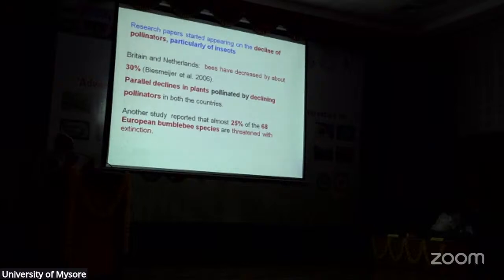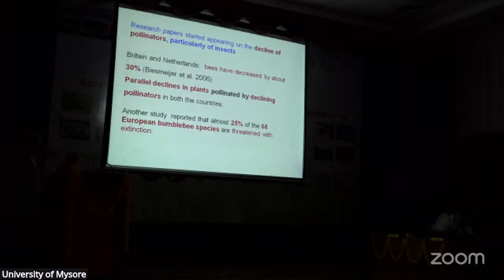Now, a number of research papers started appearing since the 1980s, reporting a decline of pollinators, particularly of insects. I'll give you a few examples. There are a number of papers; I can't go into all the details. In Britain and the Netherlands, according to one of the papers, bees have decreased by about 30%.